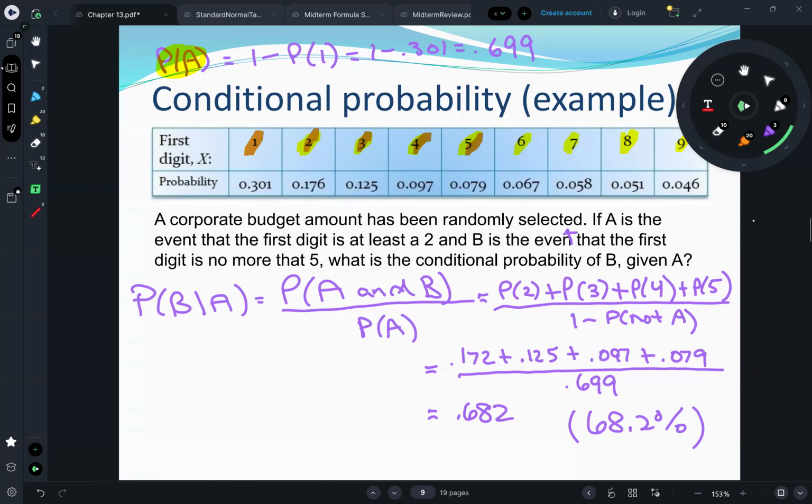You may see something like that on the midterm too, at least. So if something is at least, in this case, a 2, then that means it could be a 2, it could be a 3, it could be a 4, it could be a 5, right? At least. Yep.